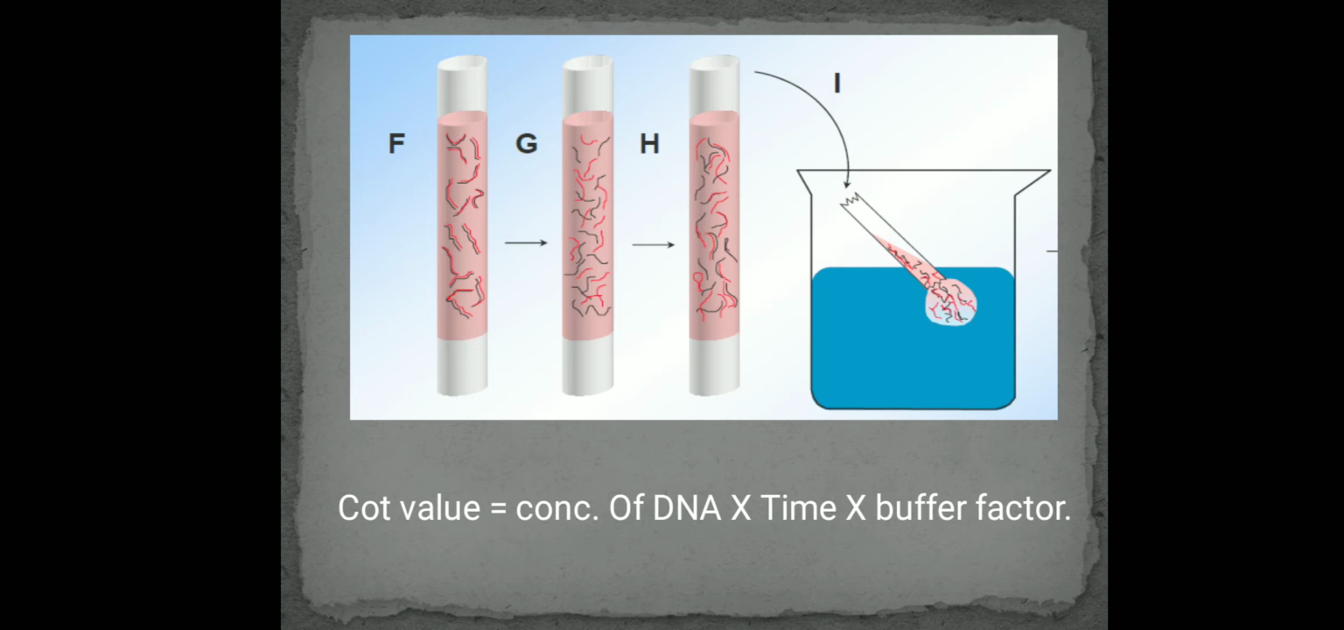Then there is the time taken for the renaturation. The renaturation time we will be checking, and the initial concentration we will also know. As I told you, in the ampule we had 100 micrograms of DNA, and the length of each DNA was 450 base pair length. So with this we will calculate the concentration of the DNA. The concentration is 100 microgram, so 100 microgram into renaturation time into buffer factor.